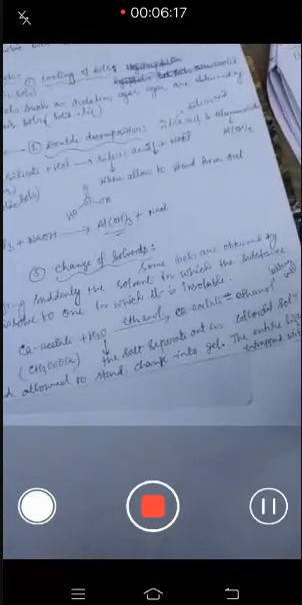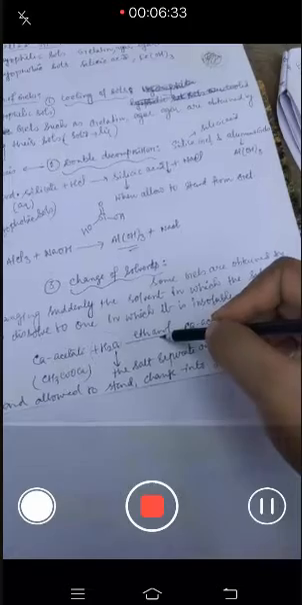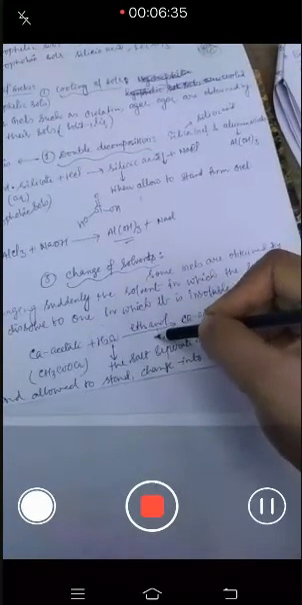Third is a change of solvent. That means, for example, calcium acetate is solubilized in water. Now, if you change the solvent, replacing this water with ethanol, it will form the gel. See the point: some gels are obtained by suddenly changing the solvent in which the substance is dissolved to one in which it is insoluble. Since calcium acetate is not soluble in ethanol, it will form a gel. So there are a few points in your books. You go through them and write notes on this.